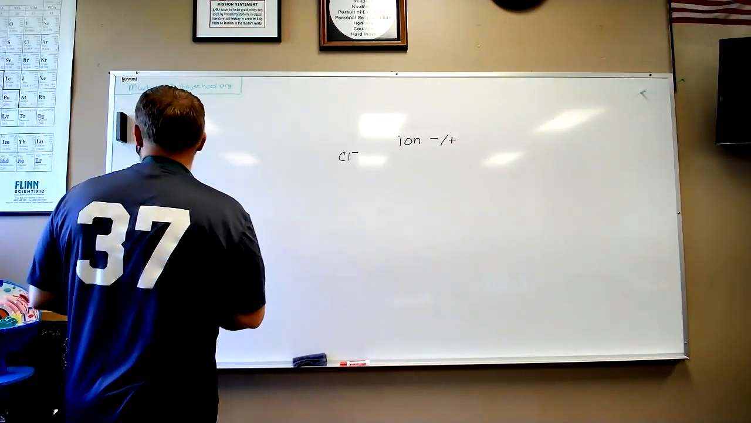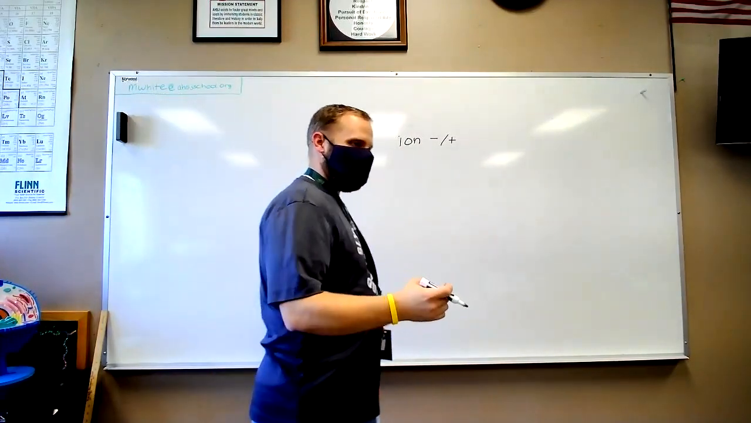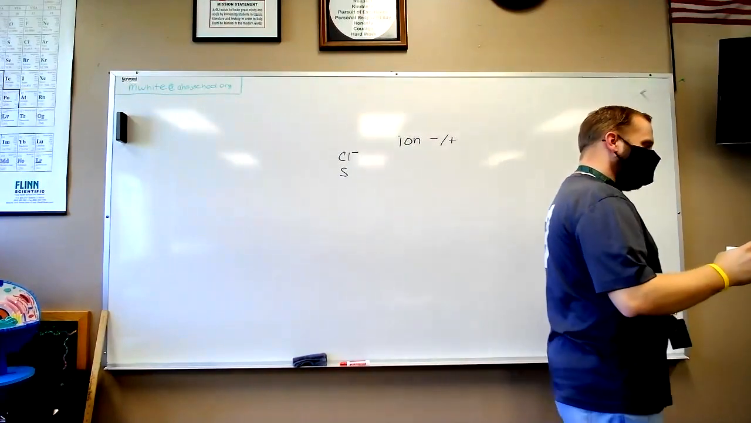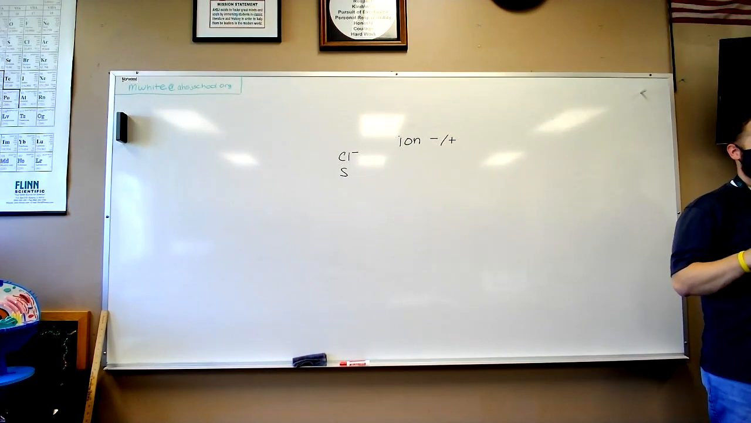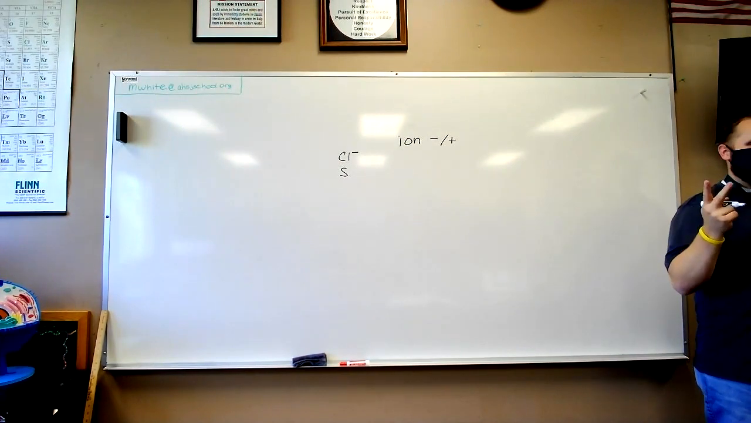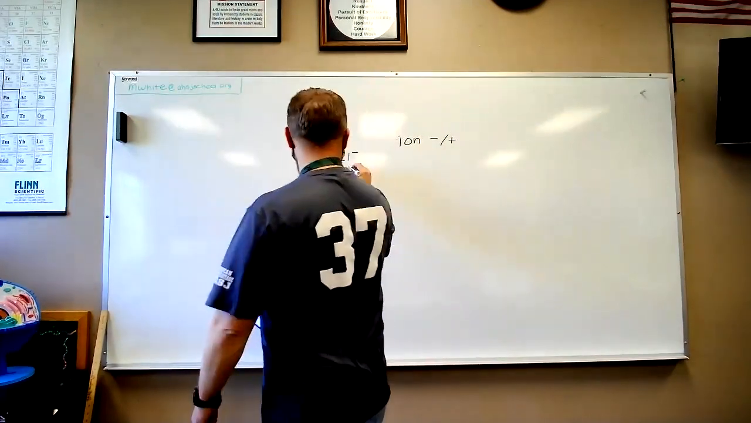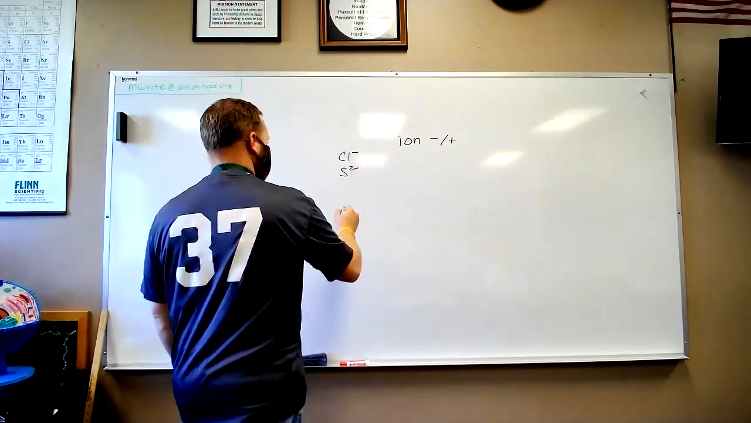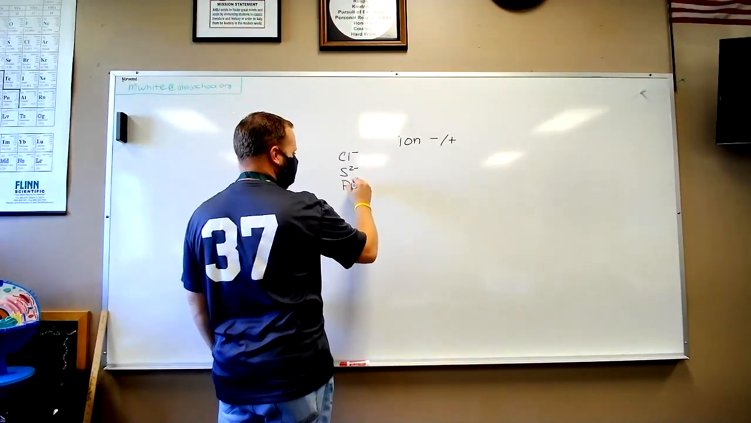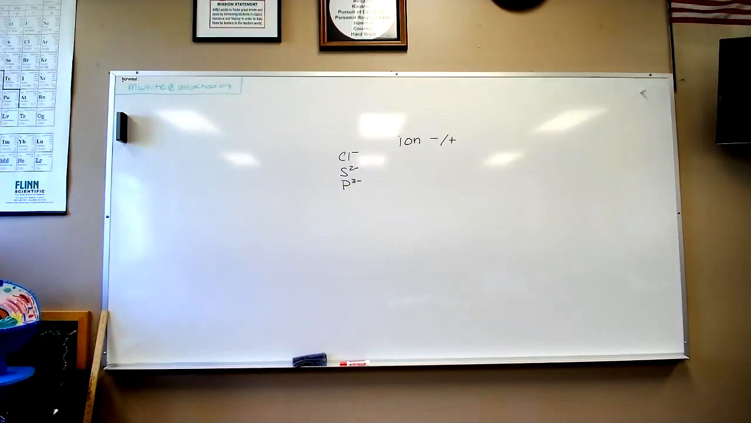Now we can continue that. We move over 1 to sulfur. Now sulfur has 6. Okay. So what are we going to do to get to 8? We're going to add 2 more, right? We're going to add 2 more. So that becomes 2 minus. We can also do that with phosphorus. That one's going to add 3 electrons because it has 5. We're going to add 3 to get to 8.